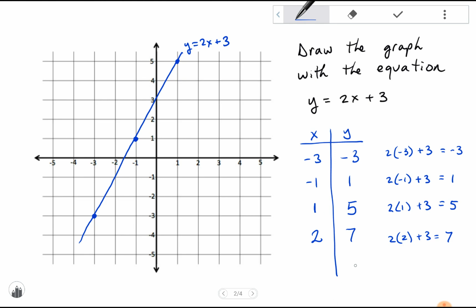So to do that, you make a table of values, you choose some points for x, you find out what y is, you plot the points, and then you can join with a straight line.